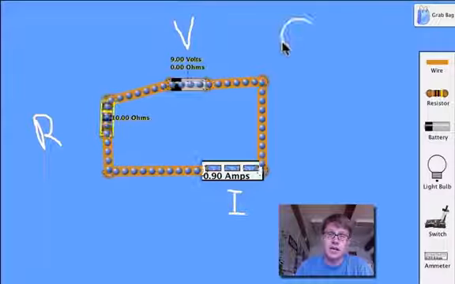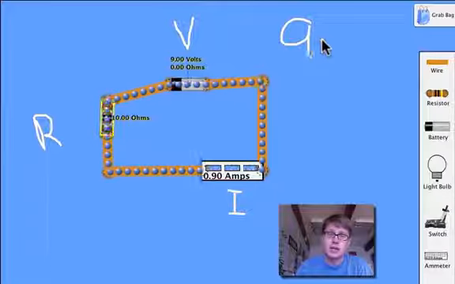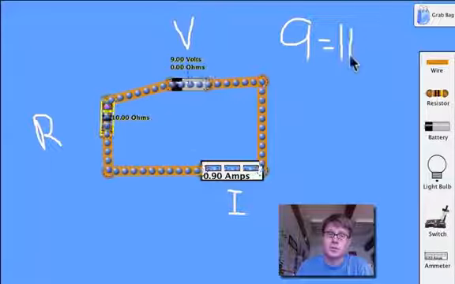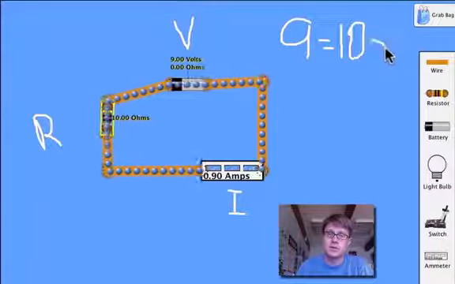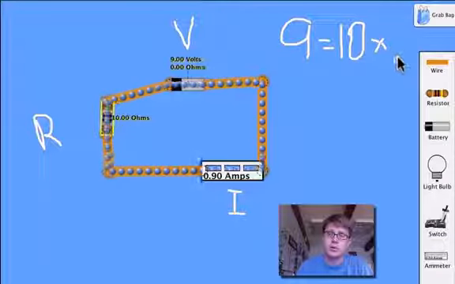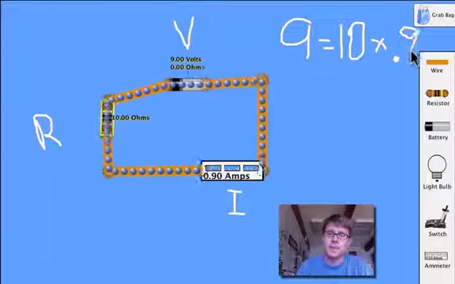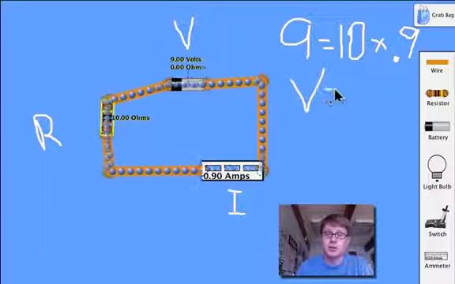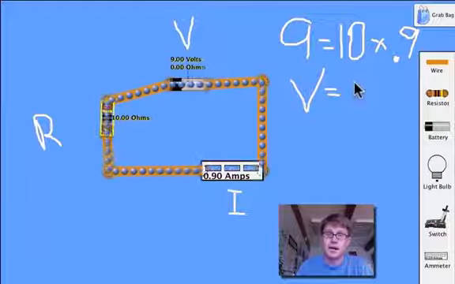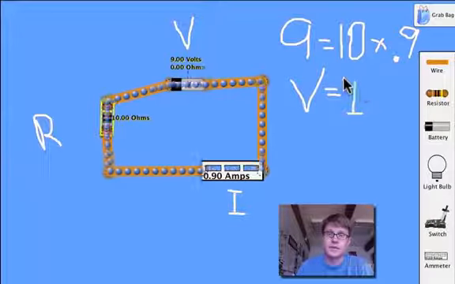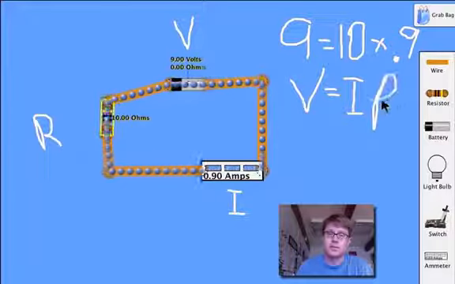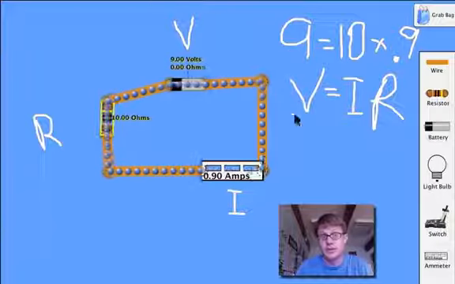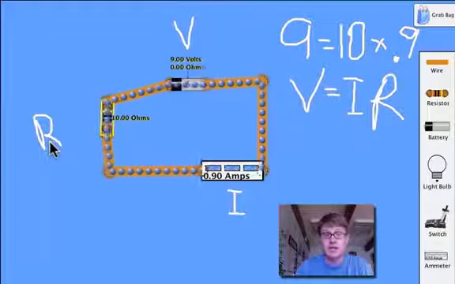And so if you take 9 equals 10, sorry about the bad writing, times 0.9. In other words, we could start just with the numbers itself, and so Ohm's law is simply this: V equals I times R. So V equals I times R. In other words, the voltage equals the current times the resistance.